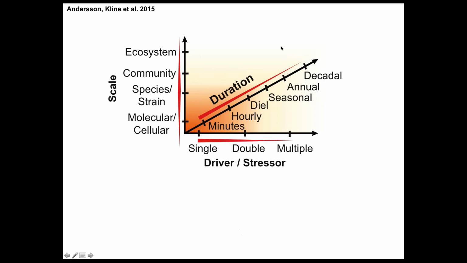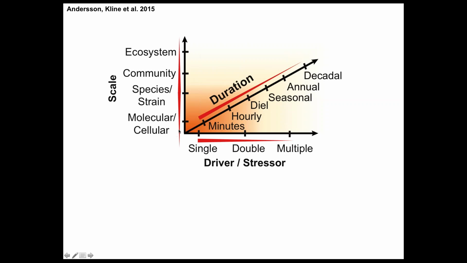In this figure, these red triangles represent the proportion of studies that have been done. So this triangle tells us that most studies have been single stressor studies, and we're just moving into conducting multiple stressor studies. But again, that's really where we want to go because that's closest to the real world.